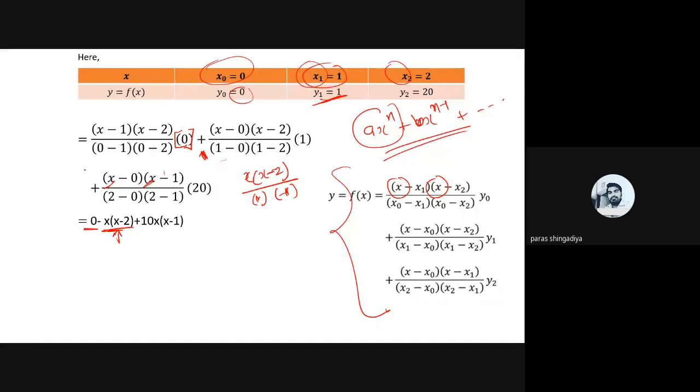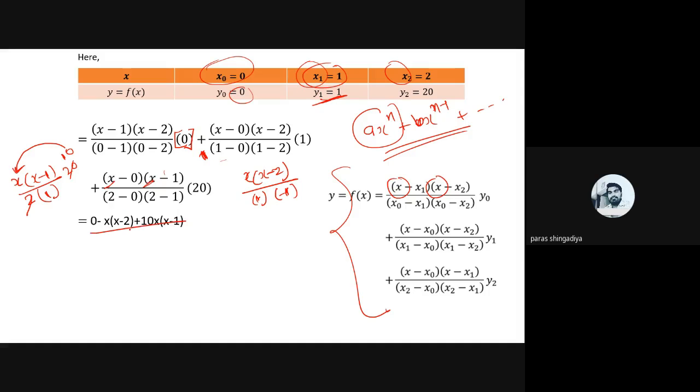And now the third term, that is x minus 0 means x into x minus 1, and the denominator is 2 into 2 minus 1. So 2 minus 0 means 2, and 2 minus 1 is 1, and into the 20. So remaining is 20 by 2, that is 10, and all terms are positive. So it will be 10x into x minus 1. Clear? So this form you will get after the calculations.